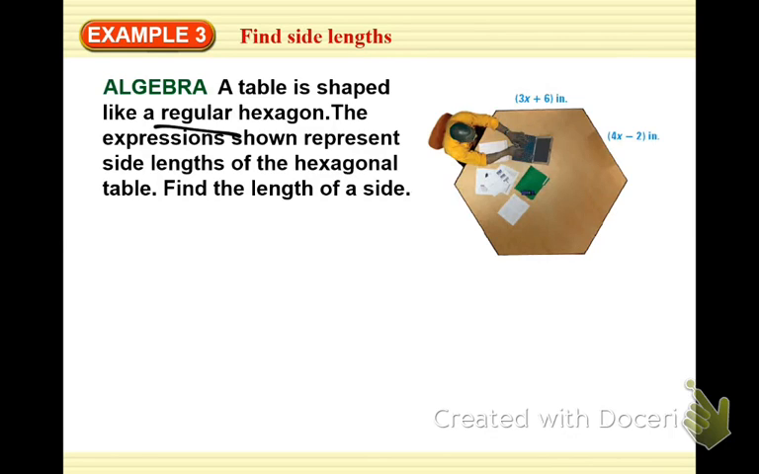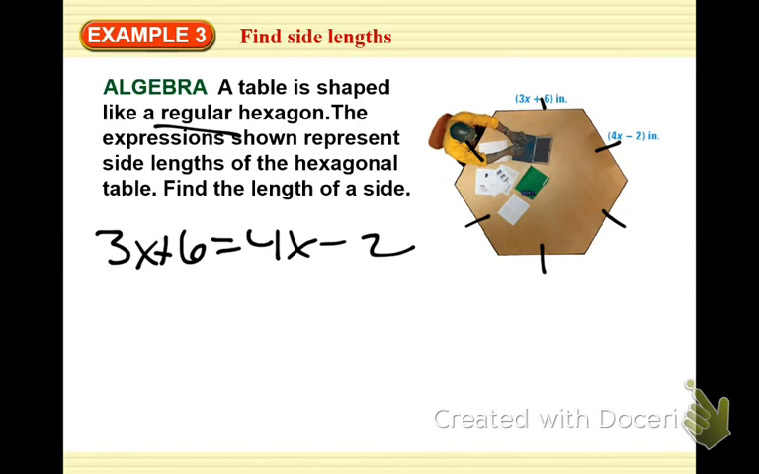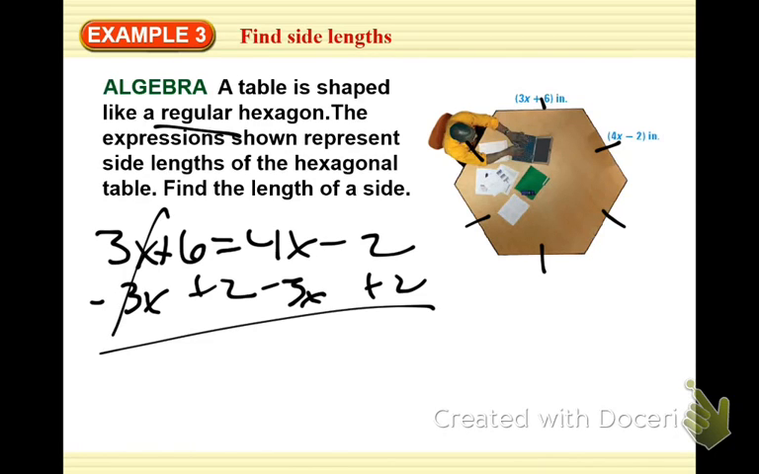we know that all the sides are congruent. And because we know that, then that means we can take 3x plus 6 and set it equal to 4x minus 2. Okay? And then solve. Subtract 3x, add 2. This is 8. So x is 8.